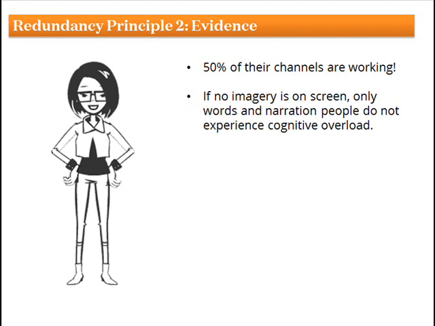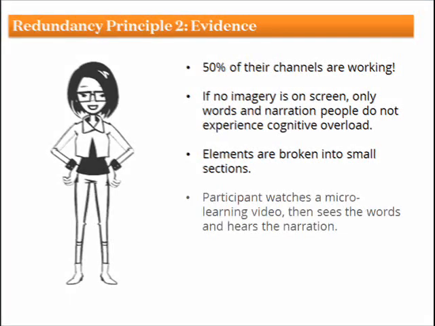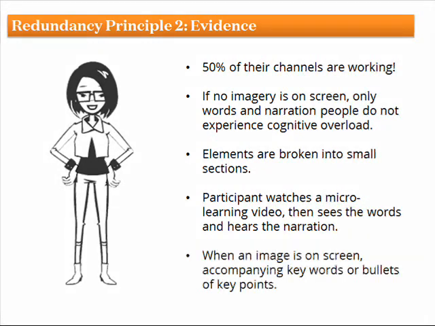Another interesting learning situation to point out is when these elements are broken into small sections. For instance, the participant watches a micro learning video, then sees the words and hears the narration. It is because they have the ability to focus on the imagery, then focus on the words and narration. Finally, when an image is on screen, accompanying keywords or bullets of key points creates a strong balance for the visual and the verbal channels without overload.